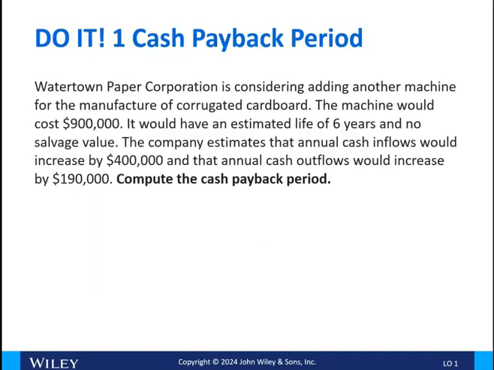So let's do another example. Watertown Paper Corporation is considering adding another machine for the manufacture of corrugated cardboard. The machine would cost $900,000. It would have an estimated life of 6 years and no salvage value. The company estimates that annual cash inflows would increase by $400,000 and annual cash outflows would increase by $190,000. Compute the payback period.